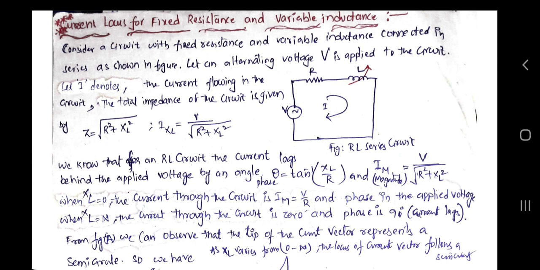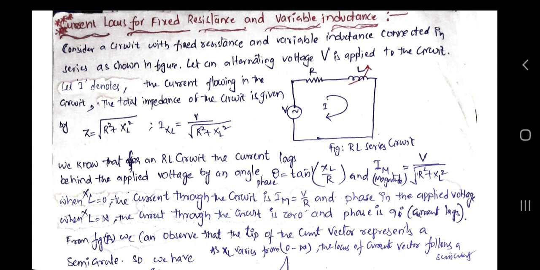So therefore theta is equal to tan inverse of XL by R. This is the phase angle. Now we are going to take the magnitude of the current. So therefore Imax is equal to V by under root of R square plus XL square. From this, if you say variable inductance, it means the inductance may be varied.